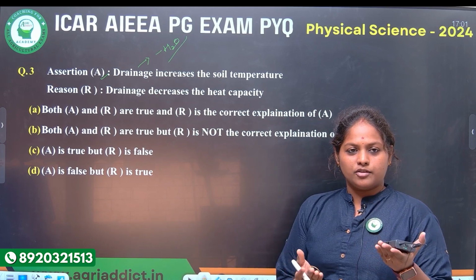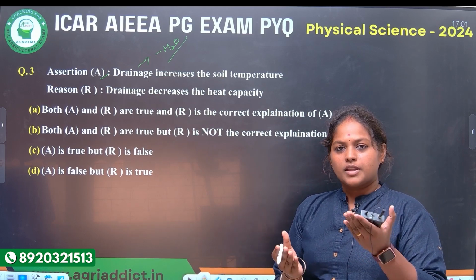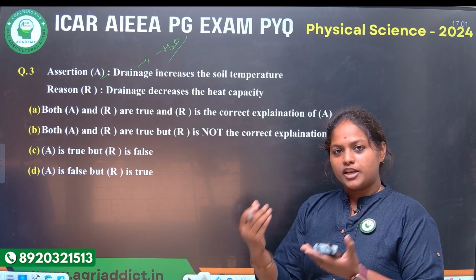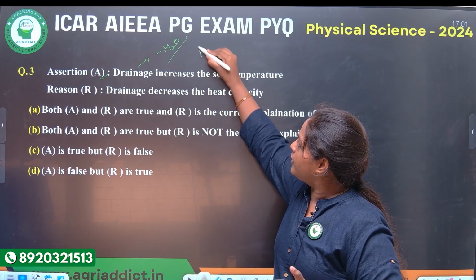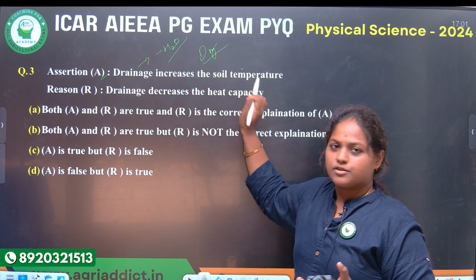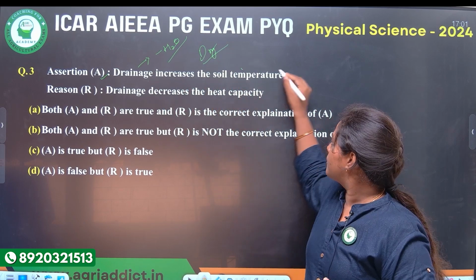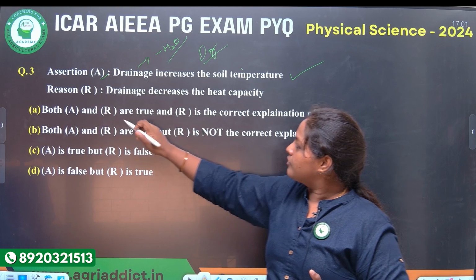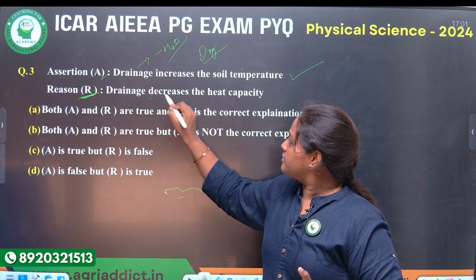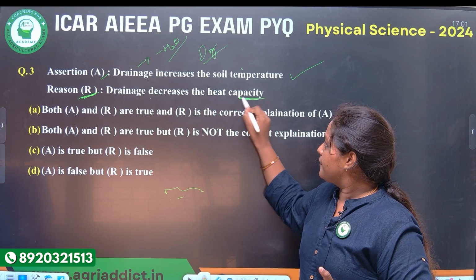When you take dry soil and moist soil, which one has more temperature, like when you touch it, which do you feel has more temperature? Obviously dry soil, right? So, drainage increases the soil temperature. It is true. Next, the reason they have given. What is the reason they gave? Drainage decreases the heat capacity.